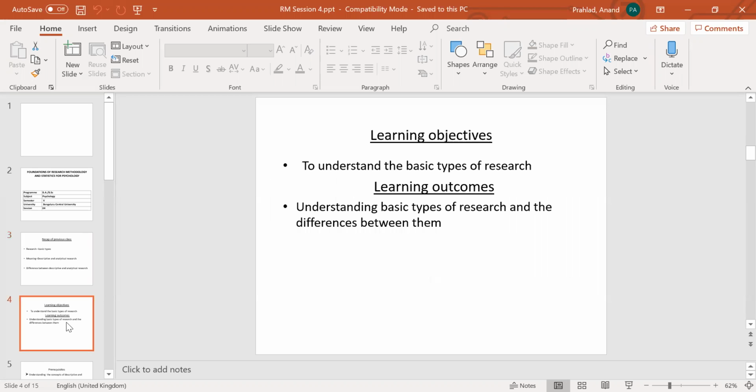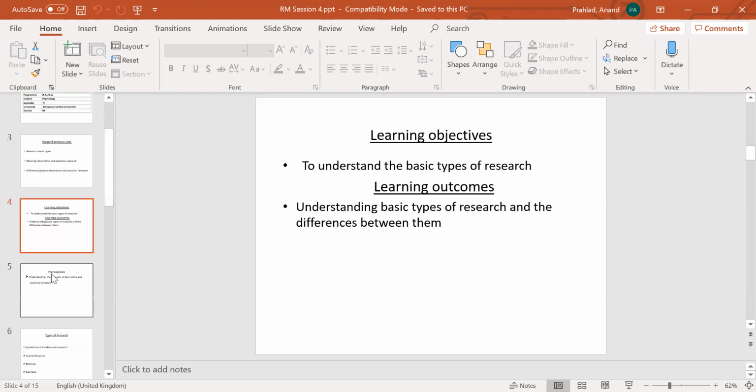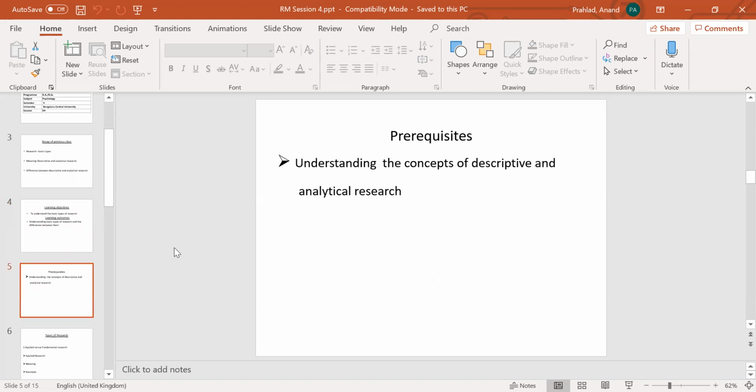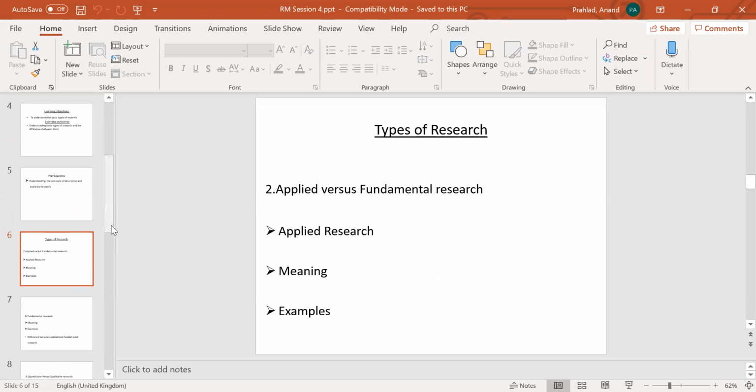applied versus fundamental research. Research can be applied or it can be fundamental. Applied research is also given the name action research because it aims at finding a solution for some immediate problem that is there in the society or that is there in an industry or any organization.